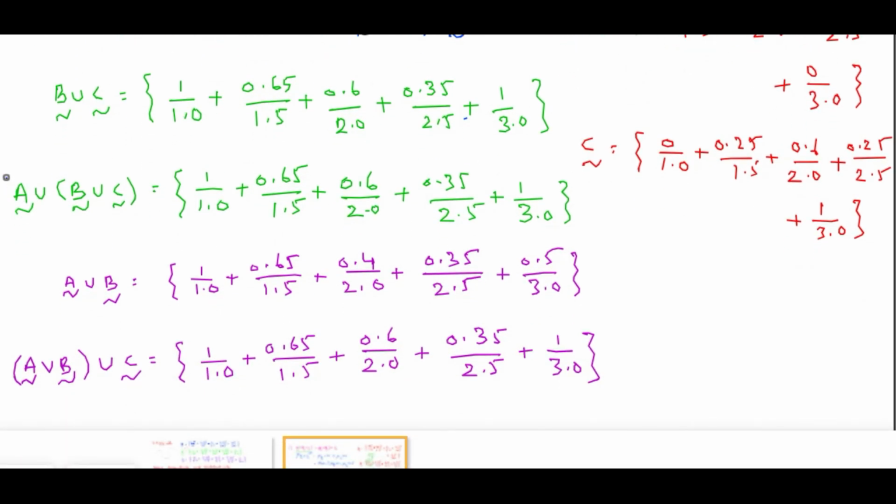You can clearly see here, this part and this part are same. So hence, associative property is proved. Hence, associativity is proved. Right? See, for 1 it is 1, for 1.5 it is 0.65, and for 2 its value is 0.6, for 2.5 its value is 0.35, and for 3 its value is 1. Okay, so simply I can say that A union of B union C is equal to A union B union C. Okay, simple. So this is the associative property, and we have solved the first problem. Now let's go to associative property only, but now we are dealing with intersection.